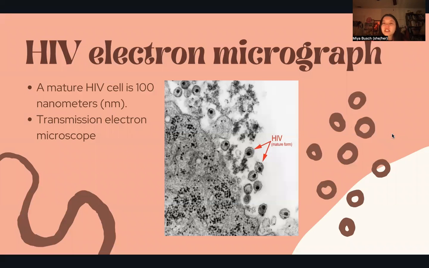So this is the HIV electron micrograph. A mature HIV cell is 100 nanometers, and this picture is done through a transmission electron microscope.